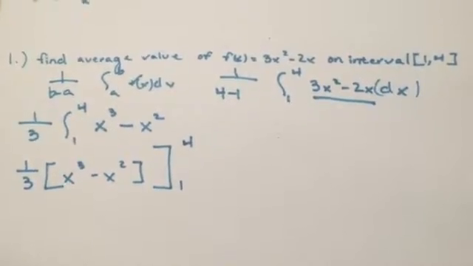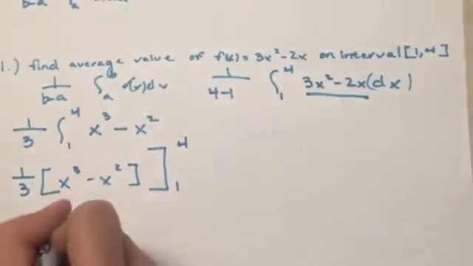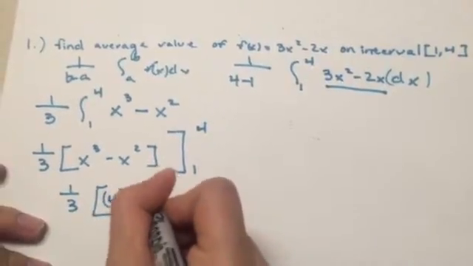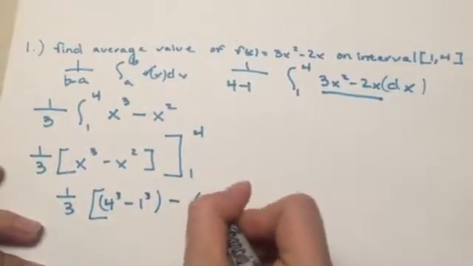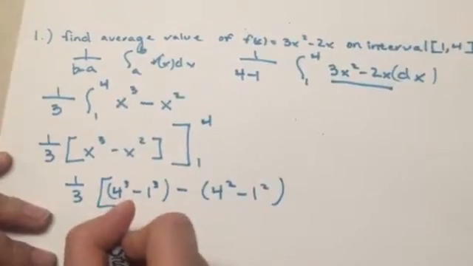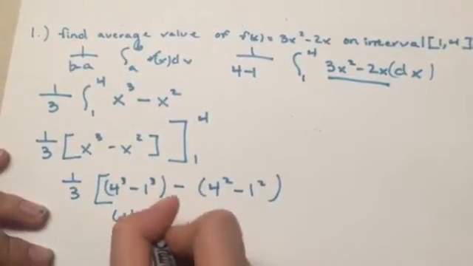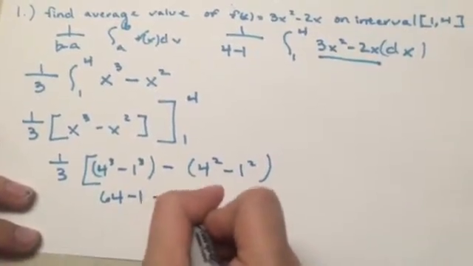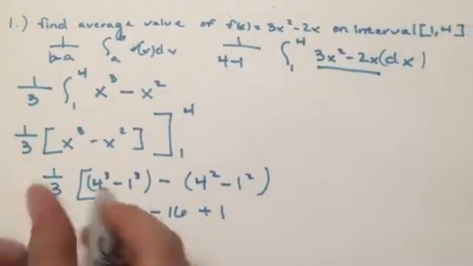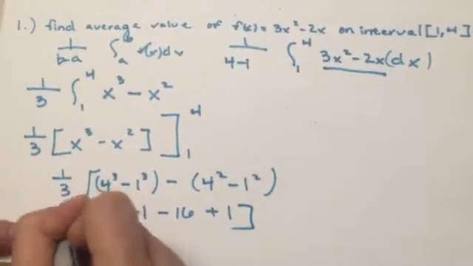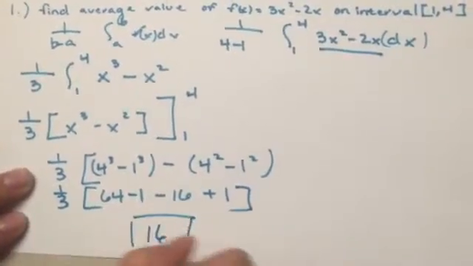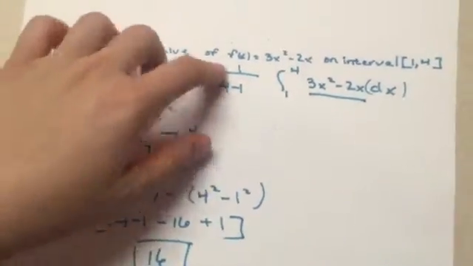So from there, it's just a matter of plugging in. So we have 1/3 times 4 cubed minus 1 cubed, minus 4 squared minus 1 squared. So inside we're going to have 64 minus 1 minus 16 plus 1. When we add and subtract everything on the inside and multiply by 1/3, we're going to get 16. And that's going to be the average value of that function.